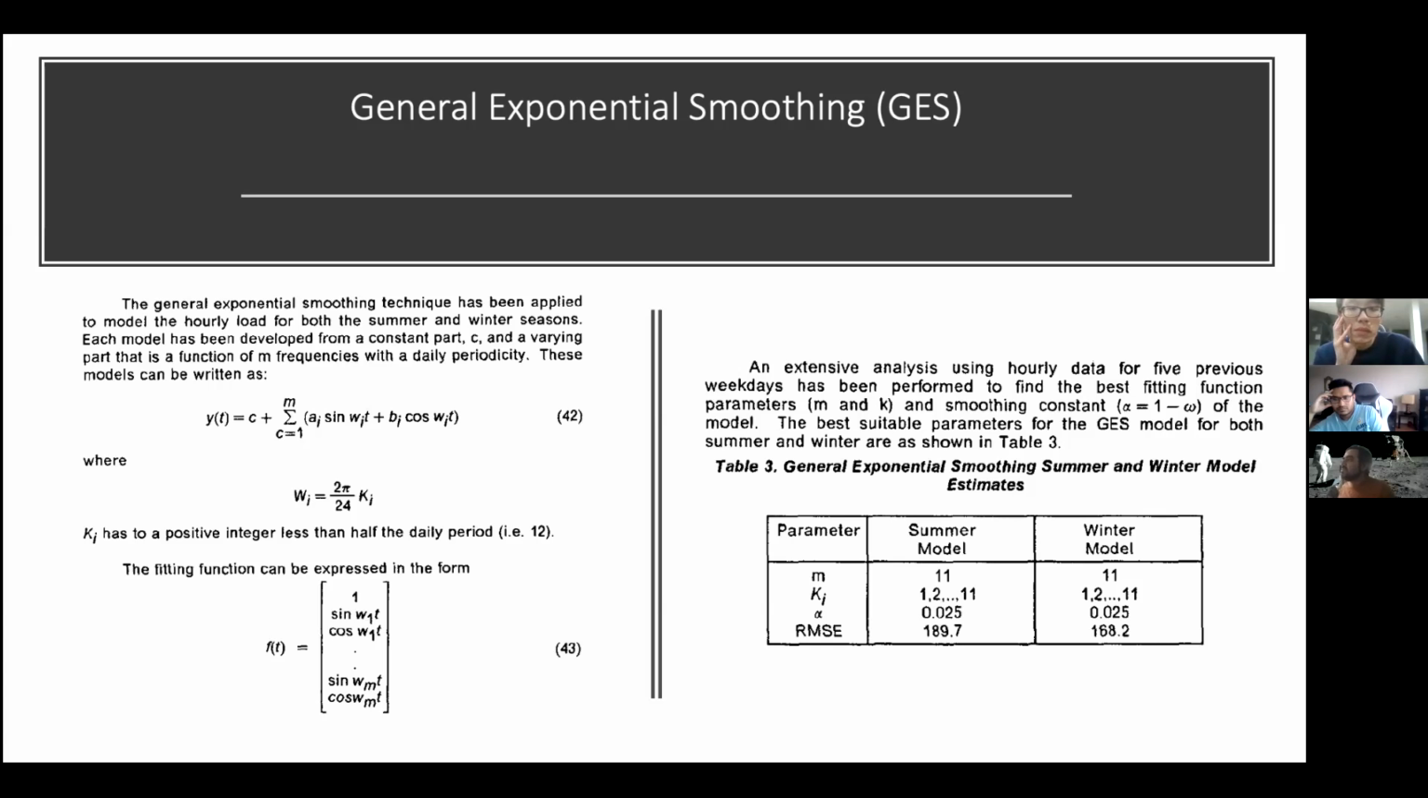Yes, it is a regression problem. Ultimately, time series is a regression problem. But how you come up with the features is really important.